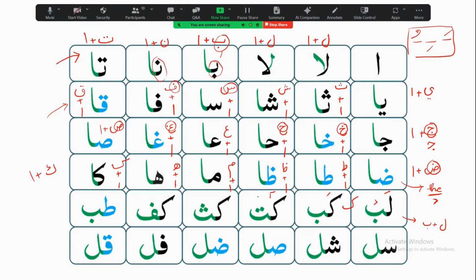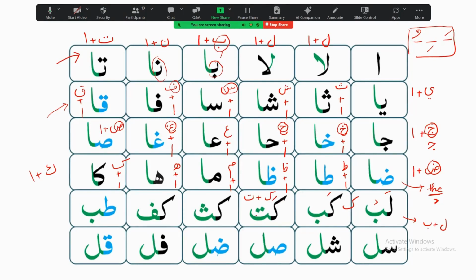So this is again kaf letter and ta letter. Kaf and ta here, kat. And again kaf letter with tha letter here. Kaf and tha, kath, without any whistle sound. So the next one here is kaf letter with fa, kaf, and the heavy ba letter, bob.